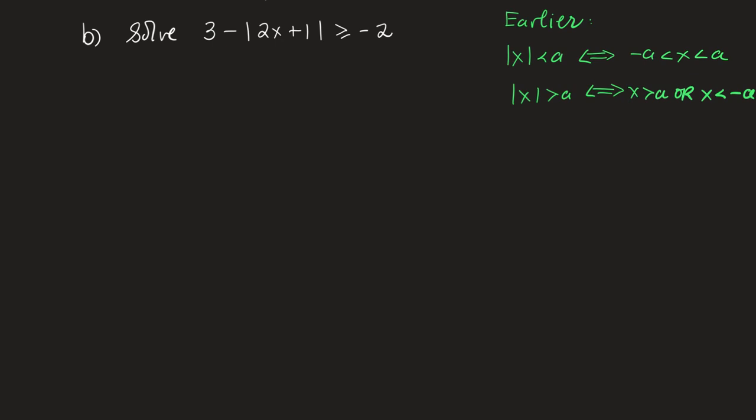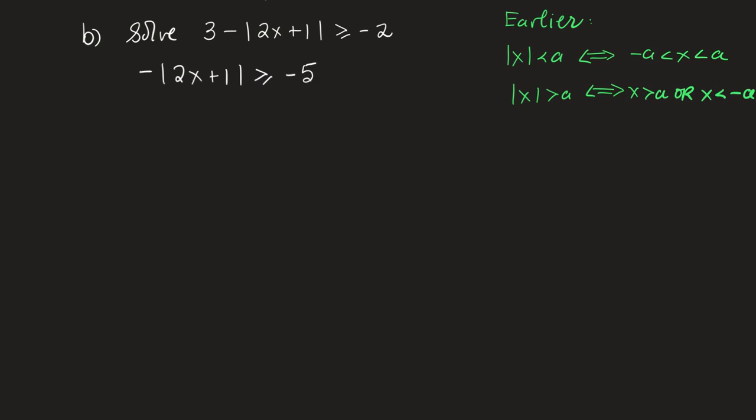Next, I'm going to solve this inequality. Now, at the moment, it's not in this form, and it's not in this form, but I think I could get it in one of those two forms if I subtract 3 from both sides of the inequality and then divide by minus 1. So I'm going to go ahead and do that. Let's subtract 3 from both sides of the inequality, and then we get minus the absolute value of 2x plus 1 is greater than or equal to minus 2 minus 3, which is minus 5.